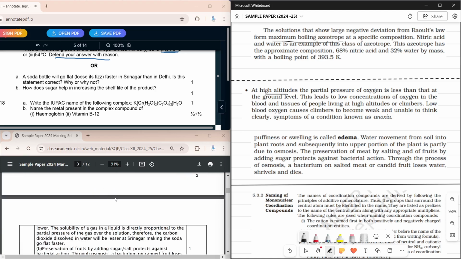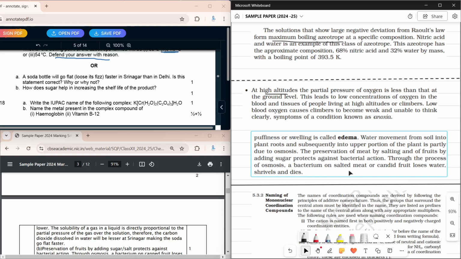At higher altitudes, the atmospheric pressure is lower. Solubility is directly proportional to partial pressure over the solution. So carbon dioxide will be dissolved lesser in Srinagar, making the soda go flat faster. So this is related to the concept of Henry's law. How does sugar help in increasing the shelf life of the product? Now this is related to the concept of osmosis.